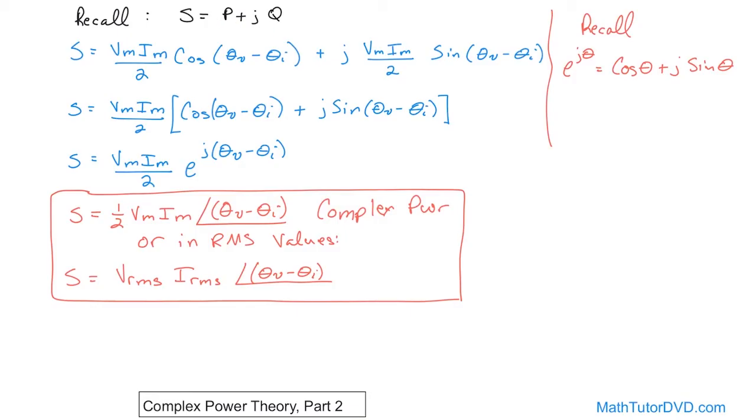If you're given RMS values for the voltage and RMS values for the current, you just use this one. It's exactly the same thing, but you don't use the 1/2 in front. So that's why I'm giving you two versions here. Very, very useful.